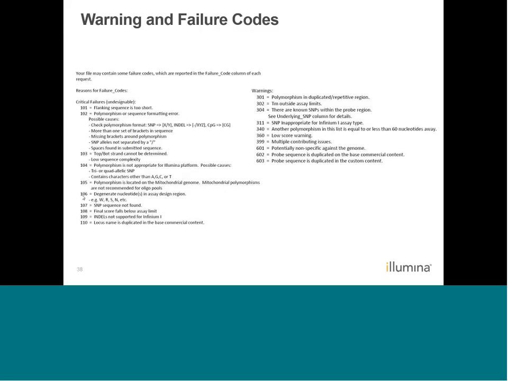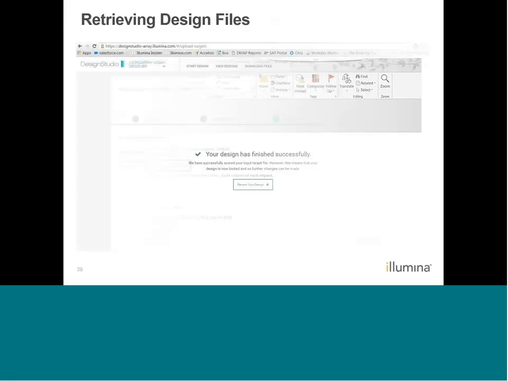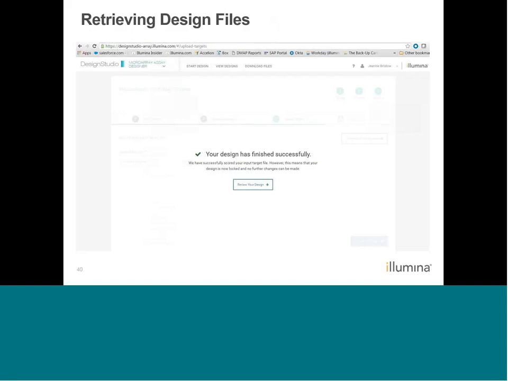Alternatively, if you have degenerate nucleotides in your design region, you may not be able to submit it because you can't just fake it and say, I'm going to give it a certain nucleotide, because then your probe won't bind if it's not the right nucleotide. So to summarize here, warning codes can be included, critical failures cannot. If we go back to the email and click on the link to DesignStudio, it will take us back to the same page that we saw when our design was finished.